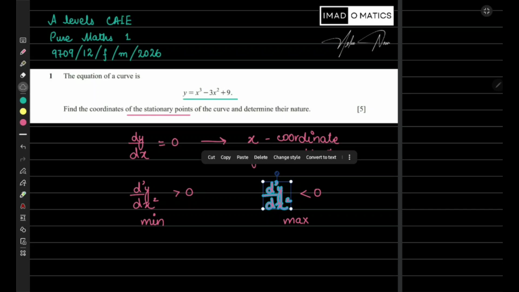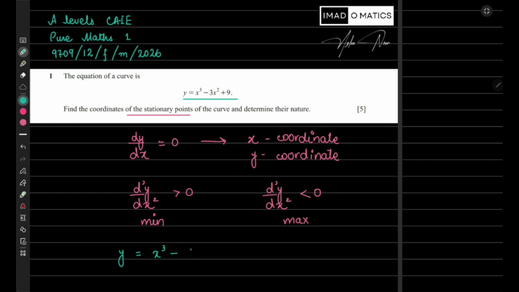This is all of the question. I have given you the hint. Now let's actually start solving it. Differentiating your original equation, x cubed minus 3x squared plus 9.